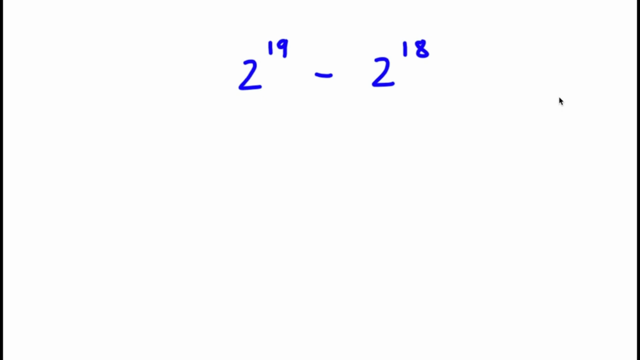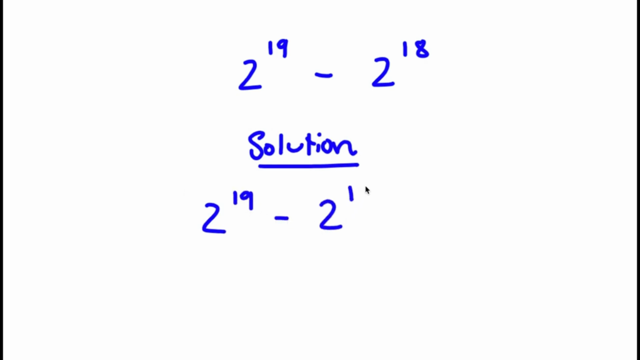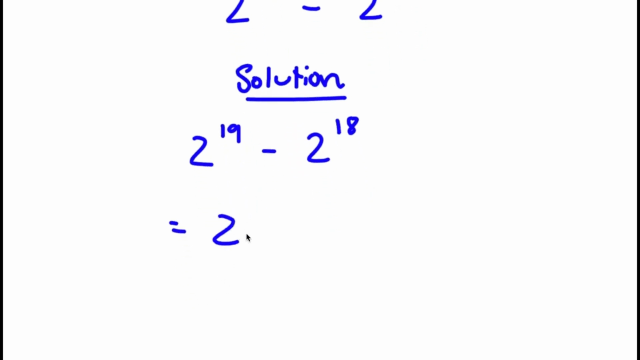All right, so in this problem, I have 2 to the power of 19 minus 2 to the power of 18. So for my solution, first start with 2 to the power of 19 minus 2 to the power of 18. Now, 2 to the power of 19 is the same thing as 2 to the power of 18 plus 1. So now I have 2 to the power of 18 plus 1 minus 2 to the power of 18.